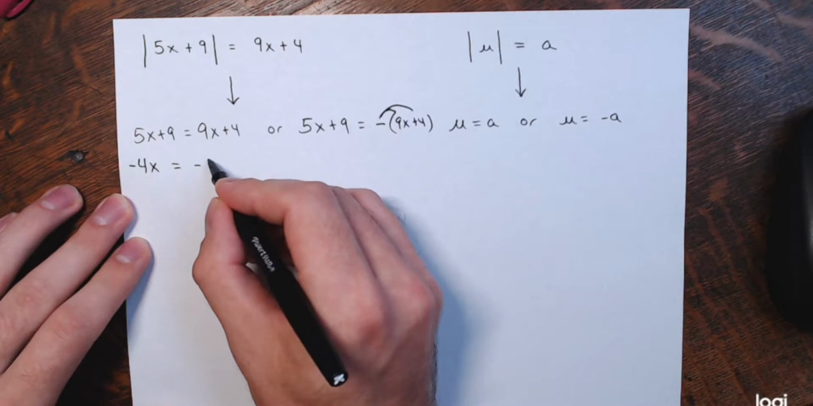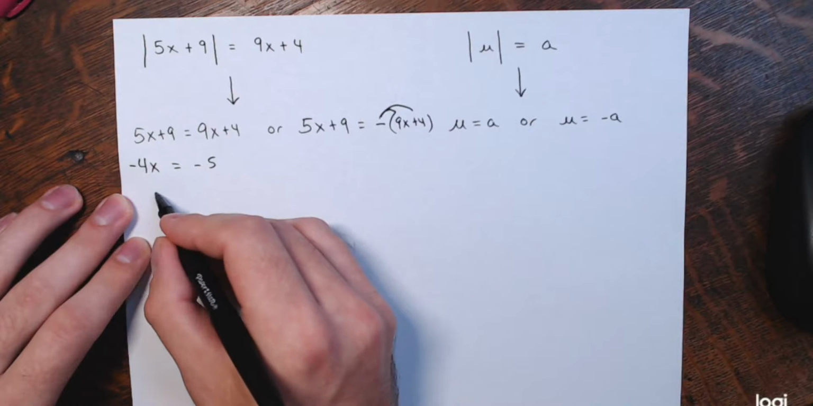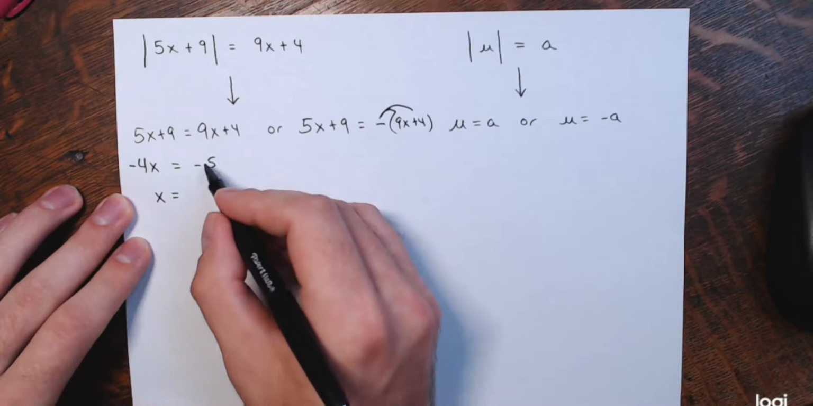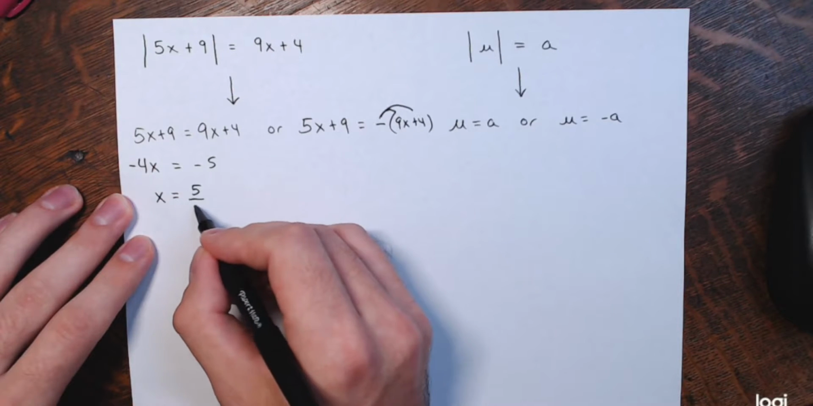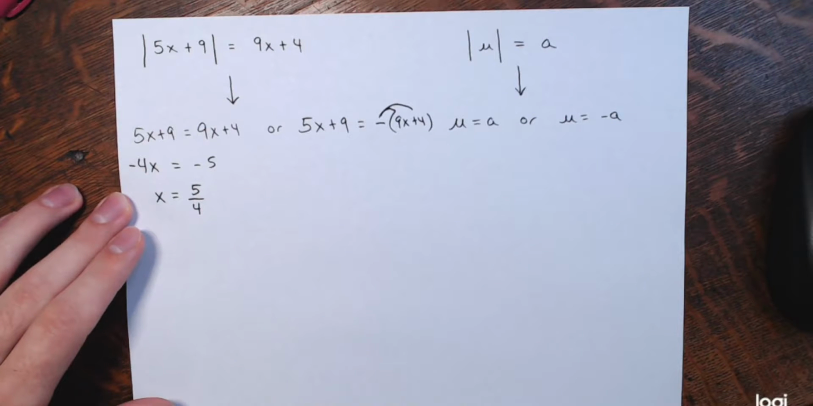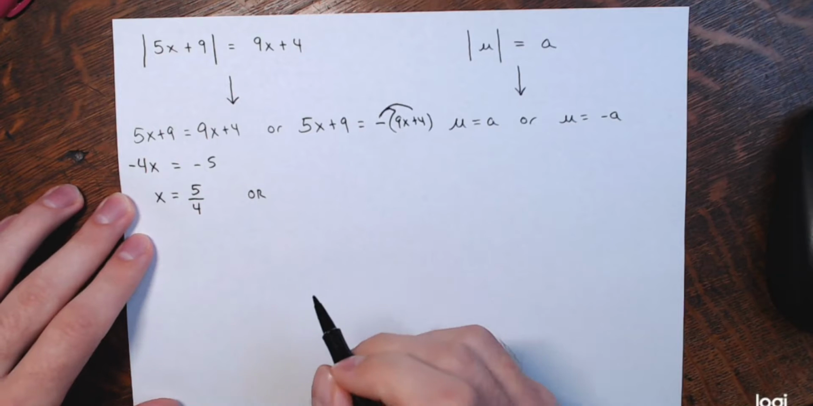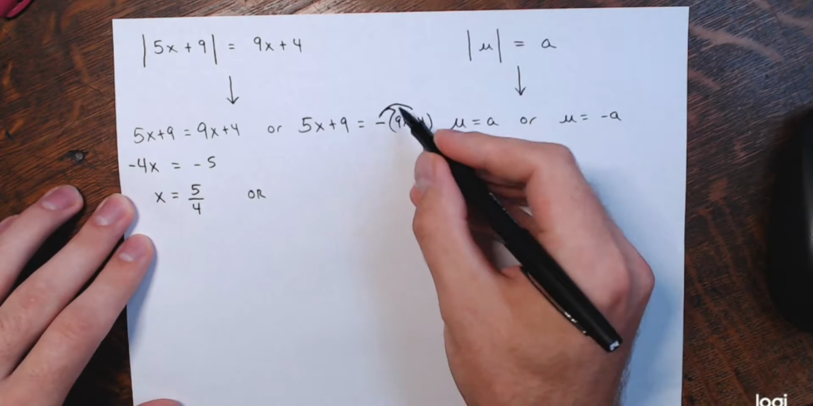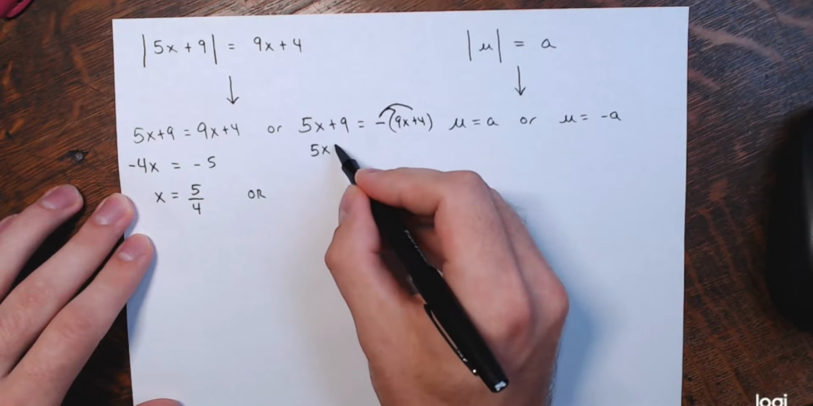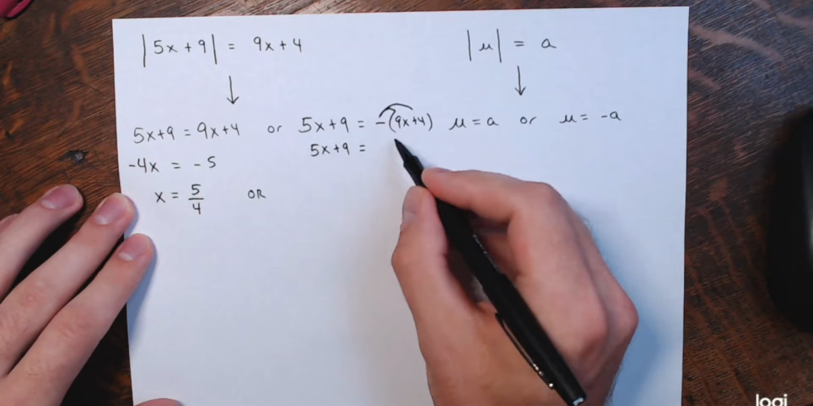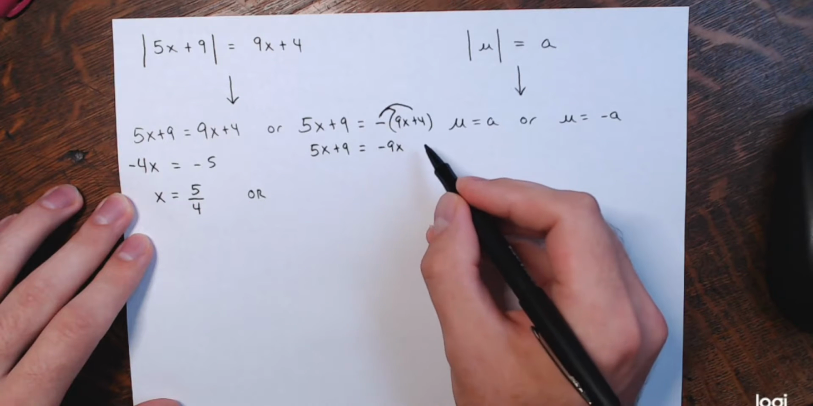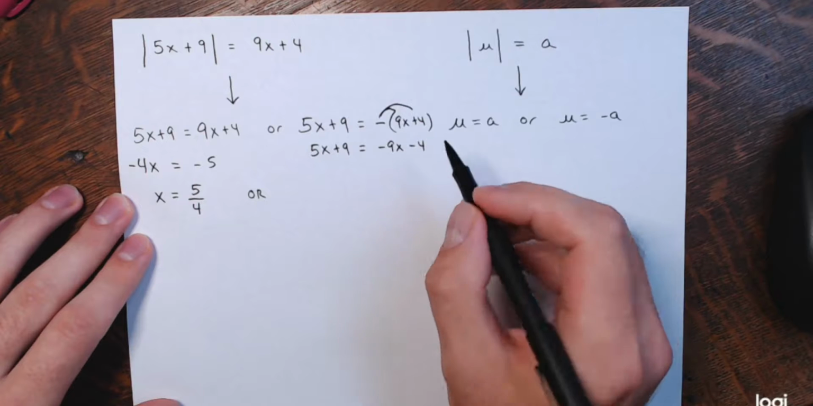All right, so first, this equation, I'd subtract 9x to give me minus 4x on this side, subtract 9 to give me negative 5 on that side, divide by negative 4, and a negative divided by a negative is positive. That'd be positive 5/4 is one possible solution. Or, after distributing the negative, here we have 5x plus 9 equals negative 9x minus 4.